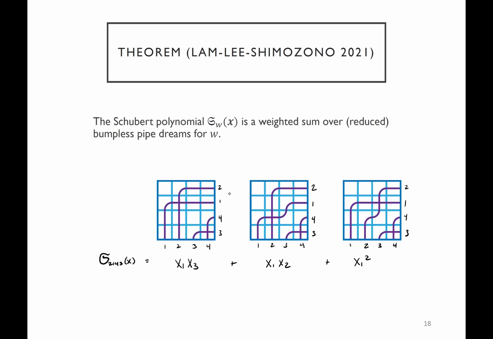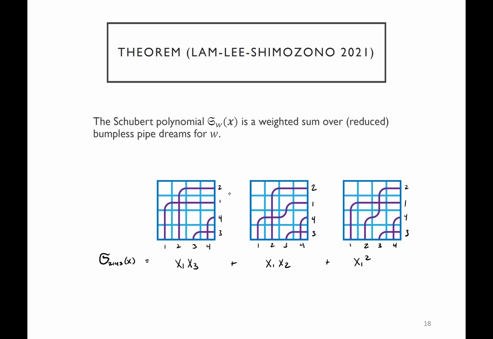So then the theorem of Lam-Lee-Shimozono is that the Schubert polynomial is a weighted sum over reduced bumpless pipe dreams for your fixed permutation. So now, even though I didn't give you the divided difference operator, you have all the tools you need to be able to write down one of these Schubert polynomials. And I've done a small example for you here, 2, 1, 4, 3.